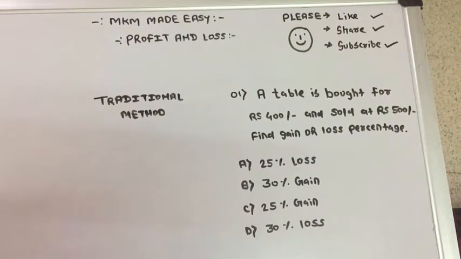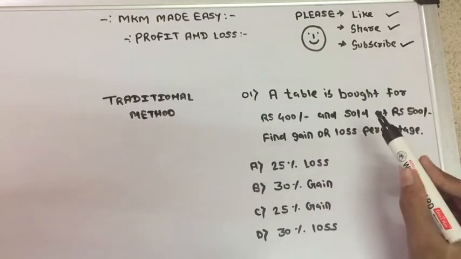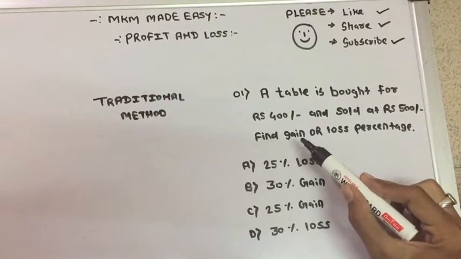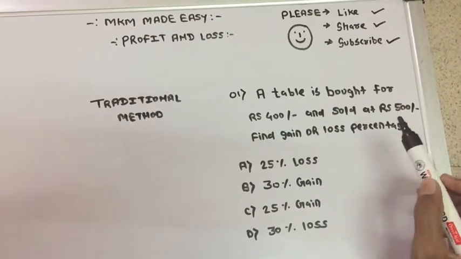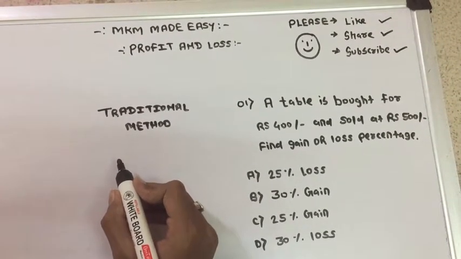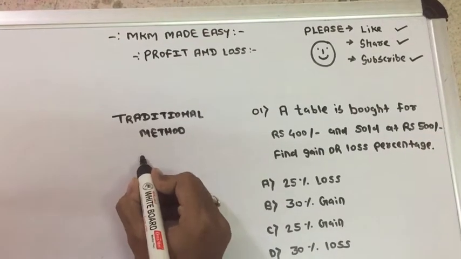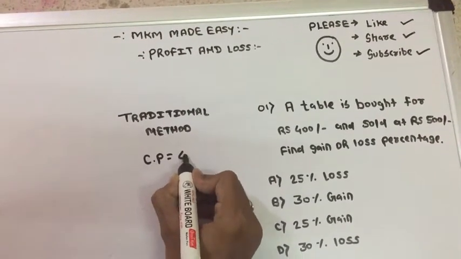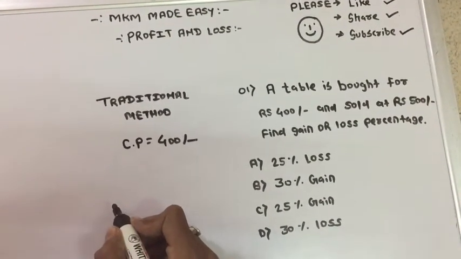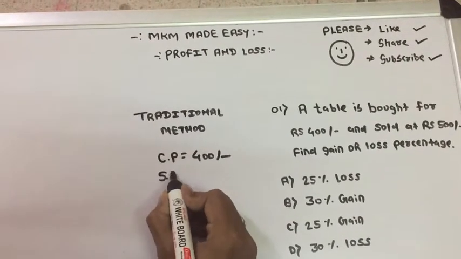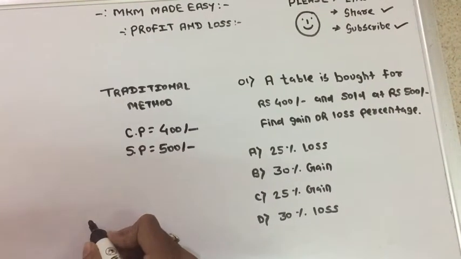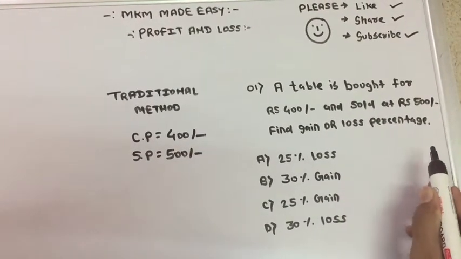Let me move on to question number 1. A table is bought for rupees 400 and sold at rupees 500. Find the gain or loss percentage. The question is saying that a table is bought for 400 rupees, that means the cost price of the table is 400 rupees, and sold at 500 rupees, that means the selling price of the table is 500 rupees.